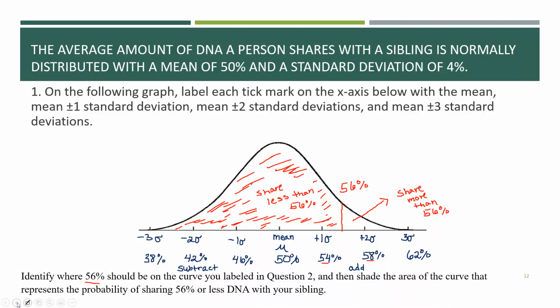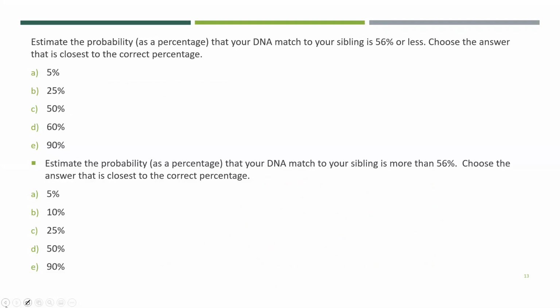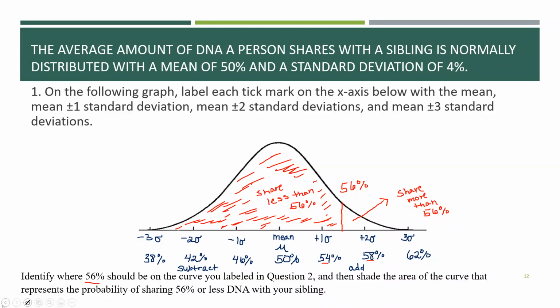So our next question is to estimate the probability as a percentage that your DNA match to your sibling is 56% or less. Choose the answer that is closest to the correct percentage. So I'm going back to my picture, and my question is about this big shaded area, and I'm supposed to estimate what percent of the area under the normal curve do I think I have. So there's some things that can help me.